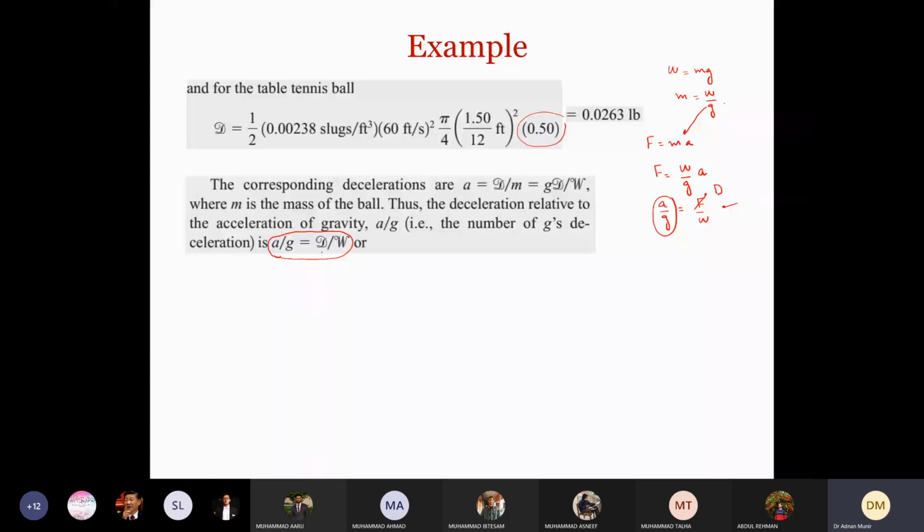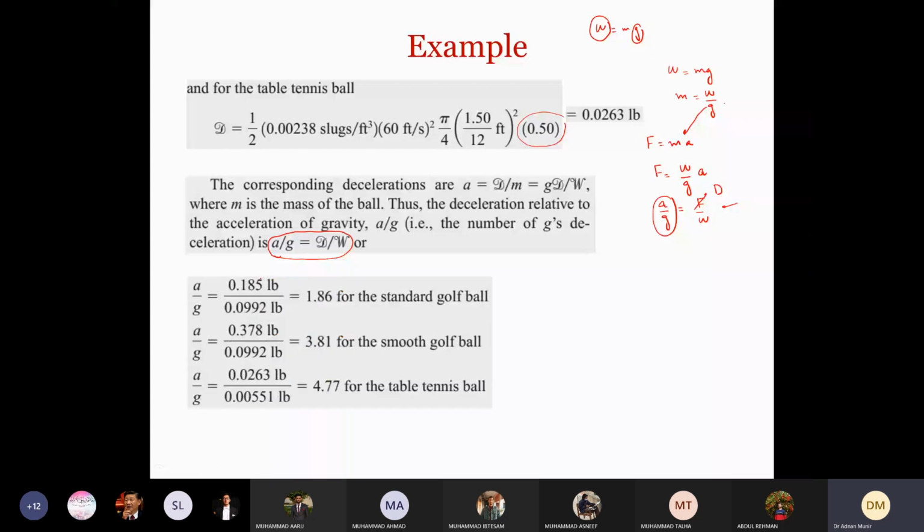We can also calculate the weight because the mass of the ball is known. So we can just multiply it by g to calculate the weight of the ball, and then we can substitute it over here. So we will have three different accelerations: for the standard golf ball, for the smooth golf ball, and for the table tennis ball. Okay, this is how we solve this question. So we'll just stop here and we'll resume our discussion.